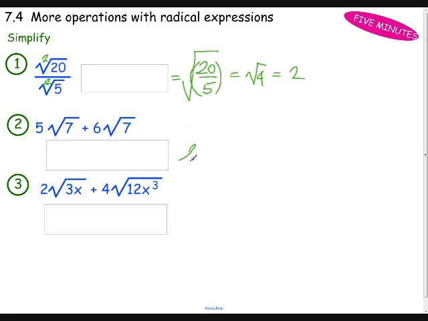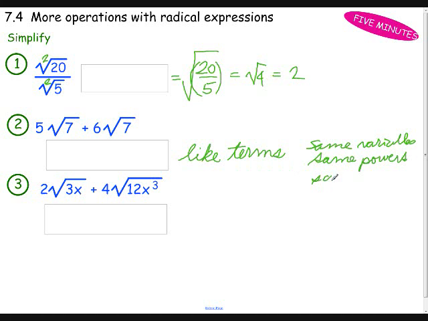Now here we have an addition. The thing we have to keep in mind with addition and subtraction is like terms. We cannot add them if they are not like terms. What does that mean? It means that they have the same variables, if they have any variables. The terms have the same power or powers if we have more than one variable. If we have a radical, they have the same root and the same radicand.